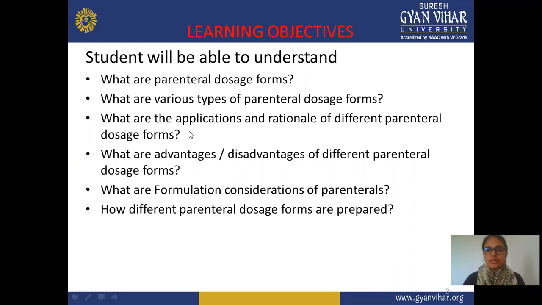Next are the various types of parenteral dosage form. This is available in different types. Mainly there are two types: large volume parenteral and small volume parenteral products. So you should know about these types of parenteral product, or what is the difference between these types of parenteral dosage form. Next are the application and rationale of different parenteral dosage forms, meaning why you use these parenteral products, how you use them, and the different applications or purposes of these parenteral products.